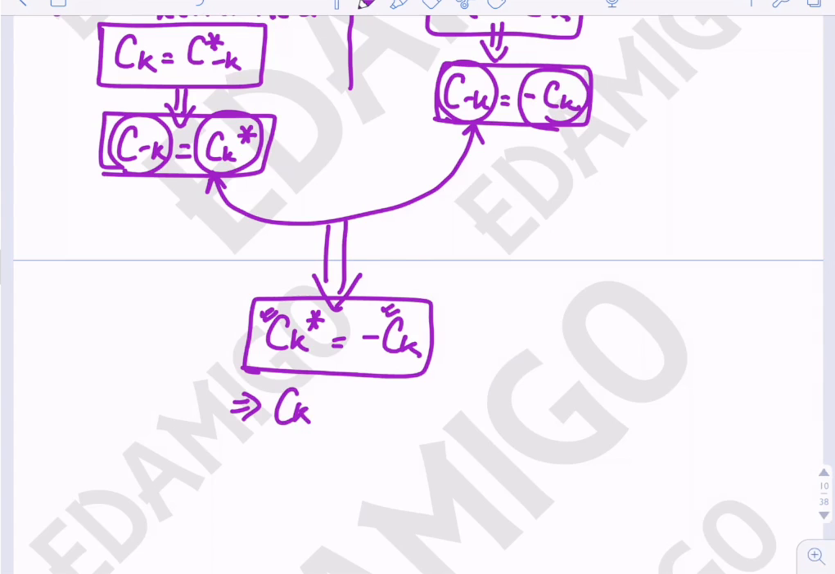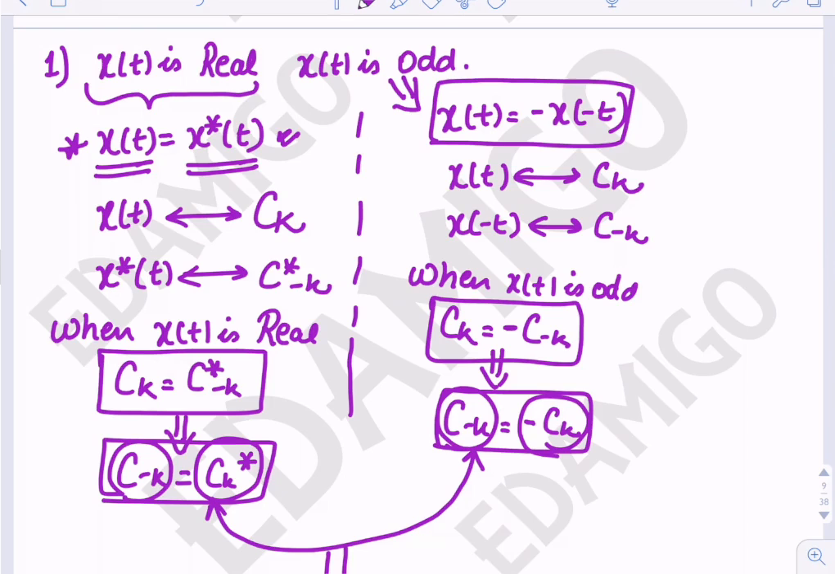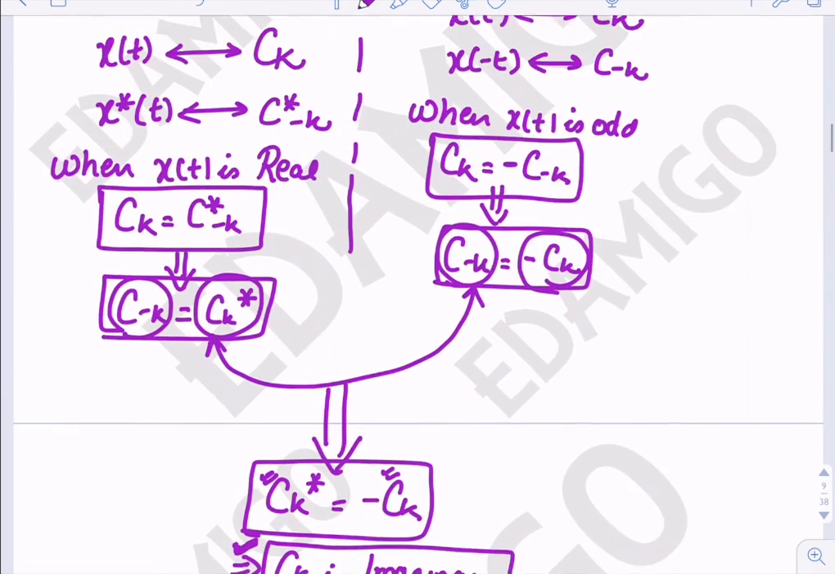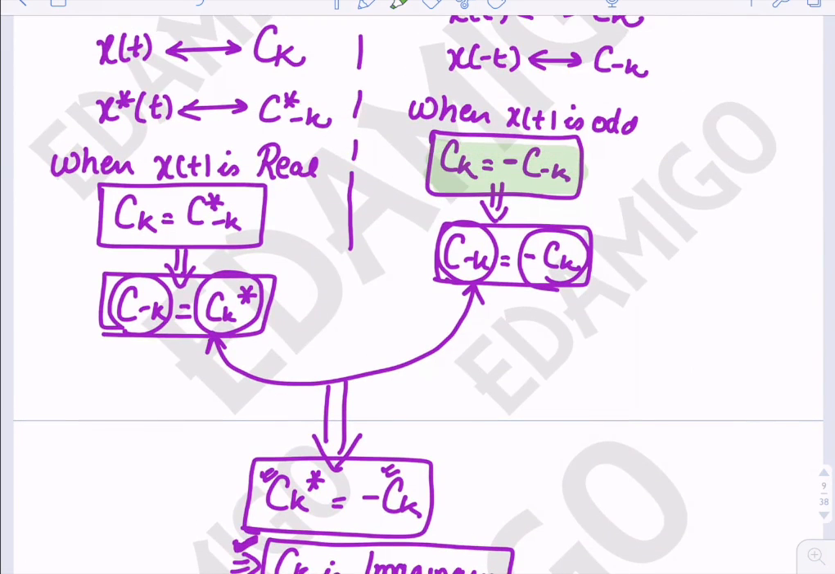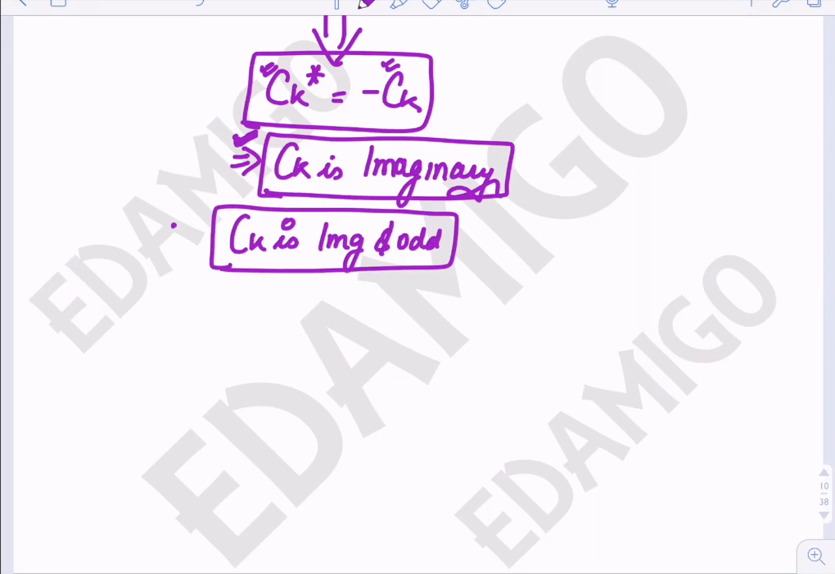this implies that ck is imaginary. Okay, because then only if we conjugate a term will it become minus times itself. It means that term is imaginary. So this is the conclusion from the first given information, that xt is real and xt is odd. So we can say that ck is imaginary, and from here we can see that ck is odd also. So the exponential Fourier series coefficient is imaginary and odd. Done.